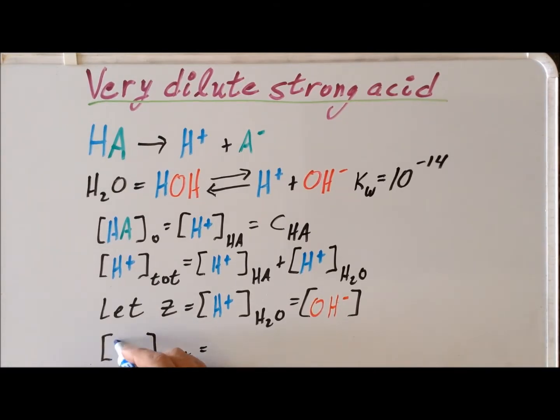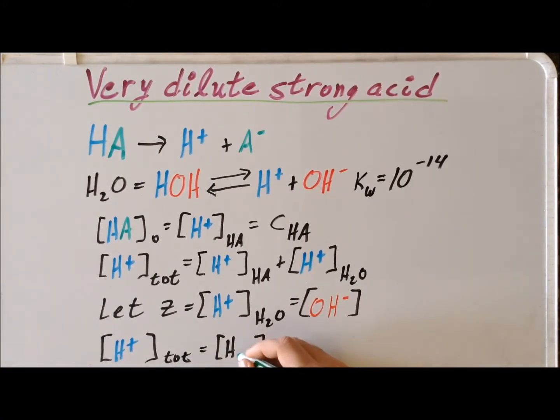So we have an expression for the total concentration of hydrogen ion from all its sources. One of the sources we saw is from the initial dissolution of the strong acid. And the second is from the hydrogen ion formed from the dissociation of water, to which we've assigned the variable z. So now we have that the total H plus concentration is equal to the initial concentration of the strong acid plus our variable z.